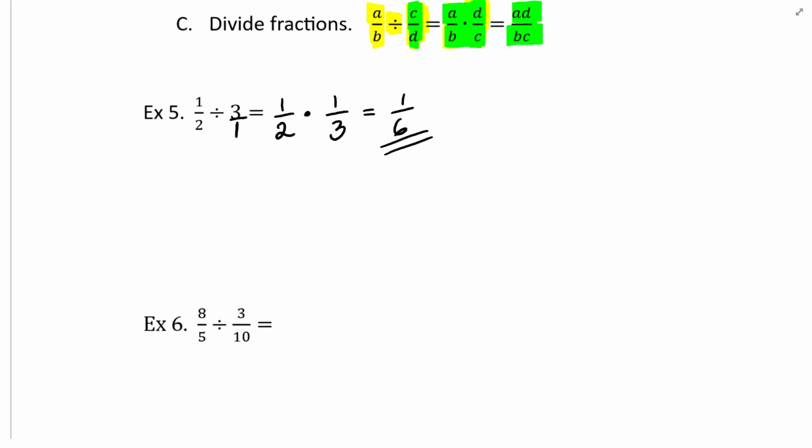Let's take a look at the second problem. 8 over 5 divided by 3 over 10. So 8 over 5 times 10 over 3. And then 10 and 5 can both be divided by 5, and we get 2 here and 1 here. So when we multiply across, we get 16 over 3.